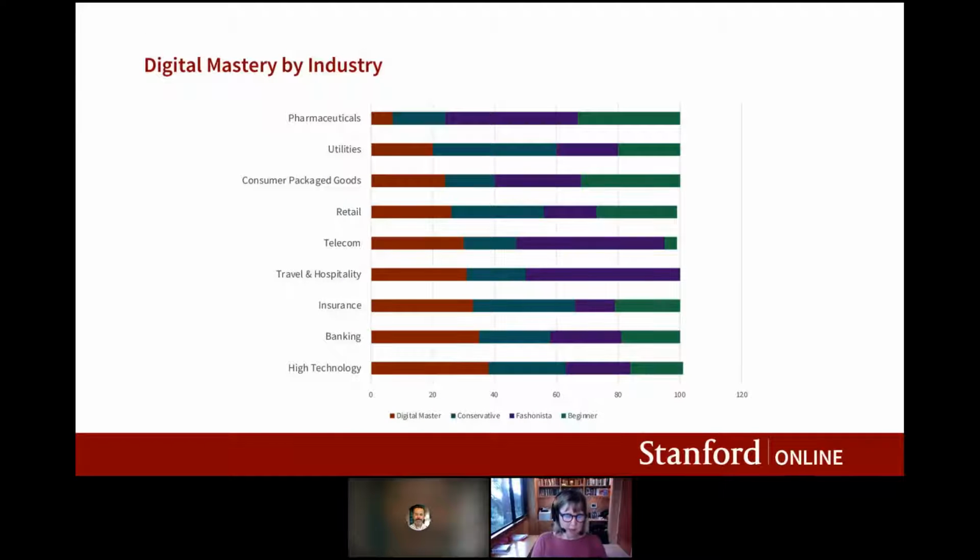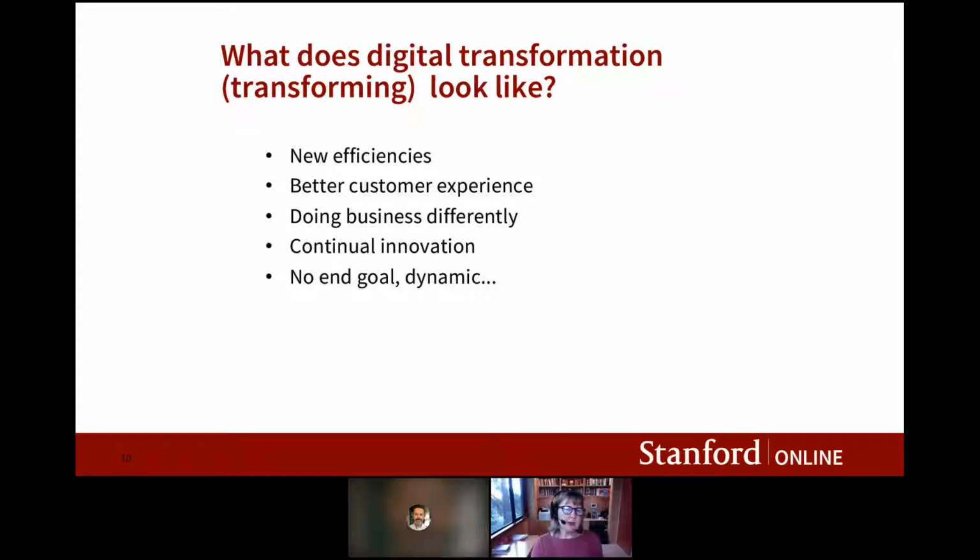All right. I just wanted to point out here that it really ranges by industry. High tech tends to be more on top of things, not surprisingly, banking as well, because it's really been pushed in that industry. But when you go down to pharmaceuticals, utilities, and so forth, the level of preparation is a little bit lower. All right, so now what does digital transformation or digital transforming look like?